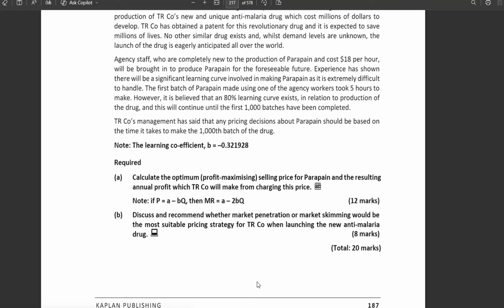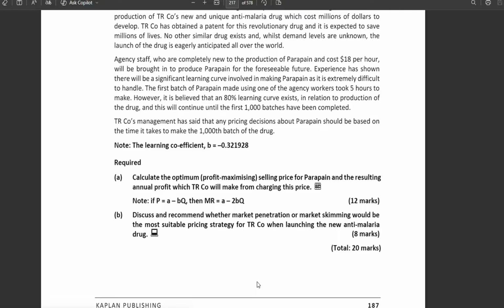The requirement is to calculate the optimum profit maximizing selling price for Parapain and the resulting annual profit which TR Company will make from charging this price. So this question belongs to the topic demand function, demand equation. Remember, this is for 12 marks. It's only the calculation part, and it carries 12 marks out of 20.